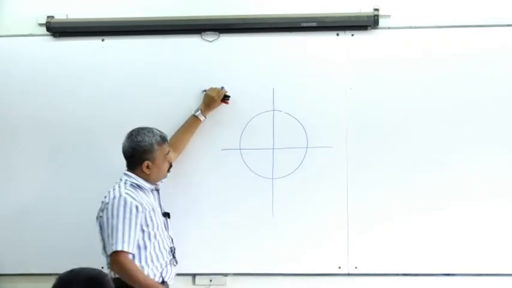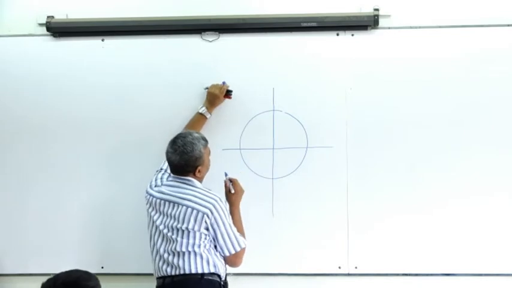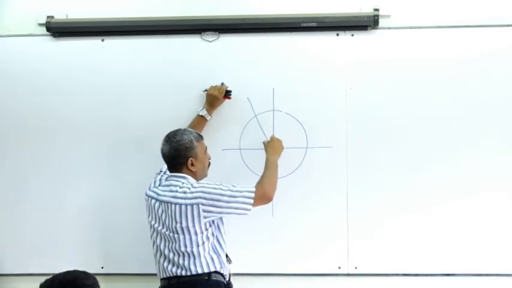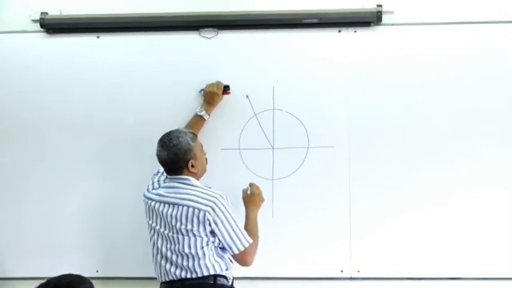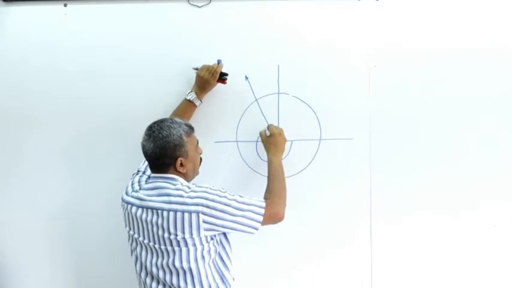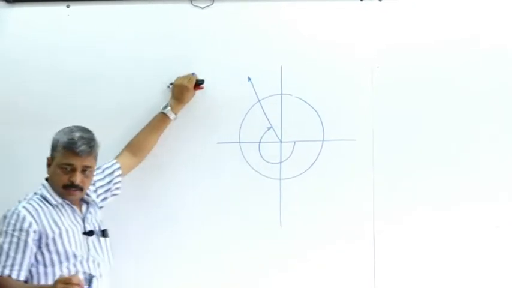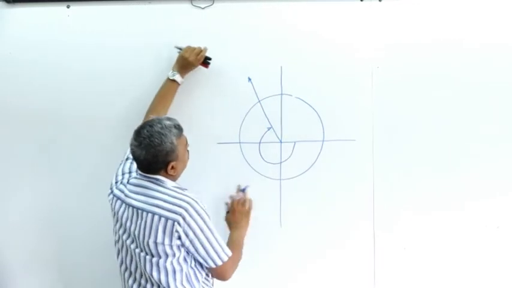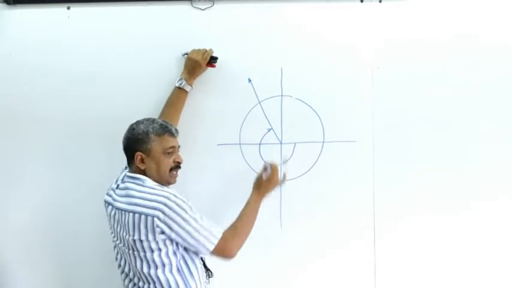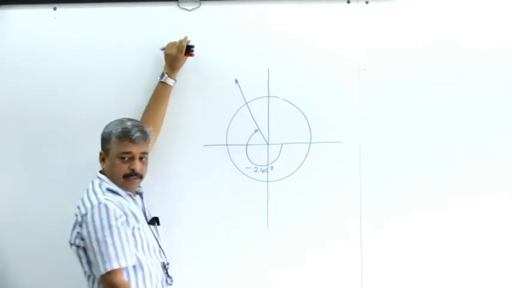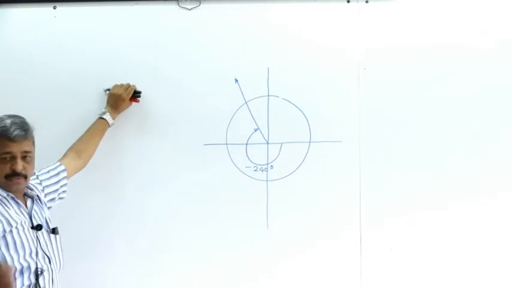Okay, so let us consider one angle, this terminal ray. Now, this terminal ray has reached this position by traveling this way. That is what you mean? Suppose it is at the 120 degree position from this side. Therefore, this is minus 240 degrees.